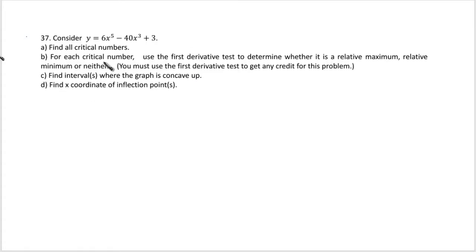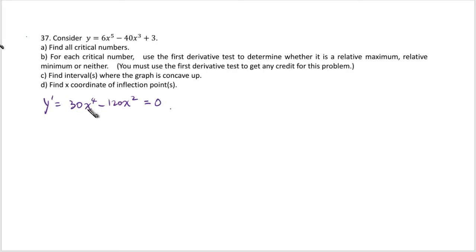Question 37. Consider y equals 6x to the 5th power minus 40x cubed plus 3. Find all critical numbers. To find critical numbers, you need to find the derivative. Critical numbers are where the derivative does not exist or is equal to 0. In this case, the derivative always exists, so we just need to know when this is equal to 0.